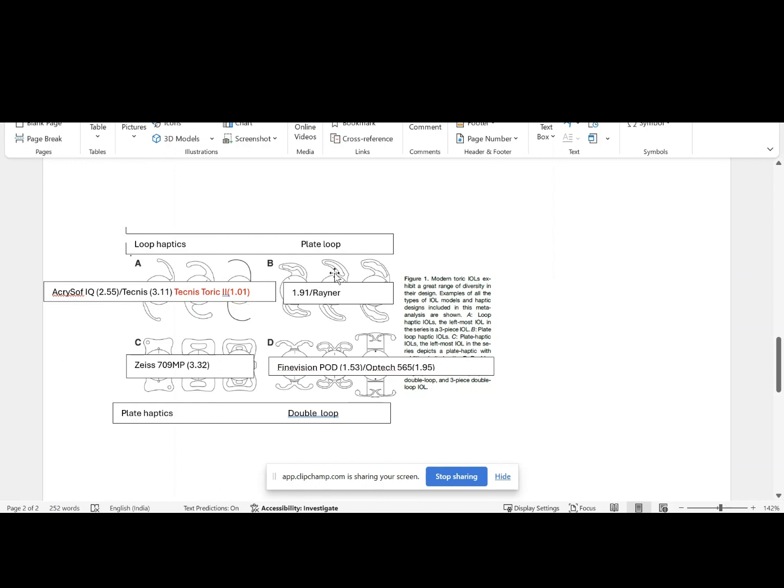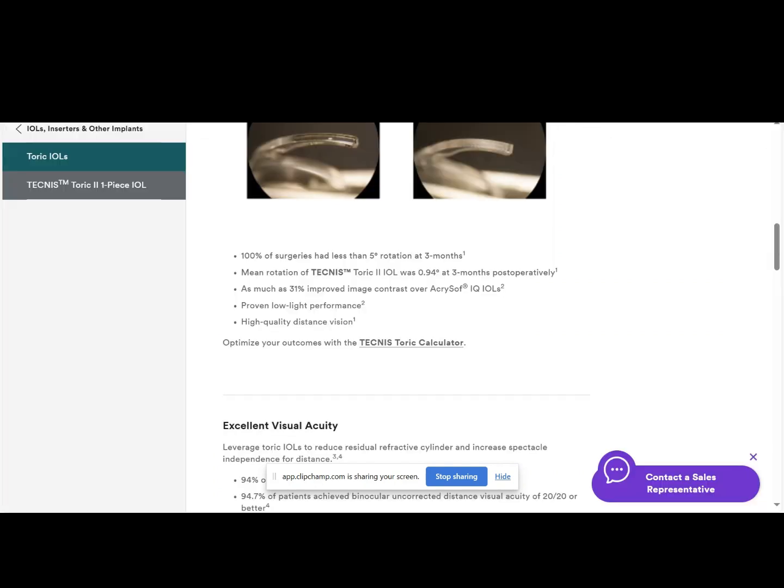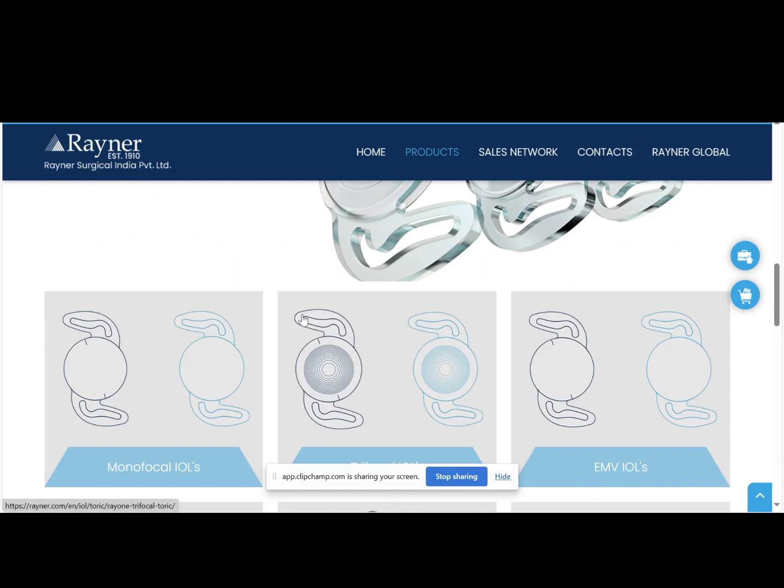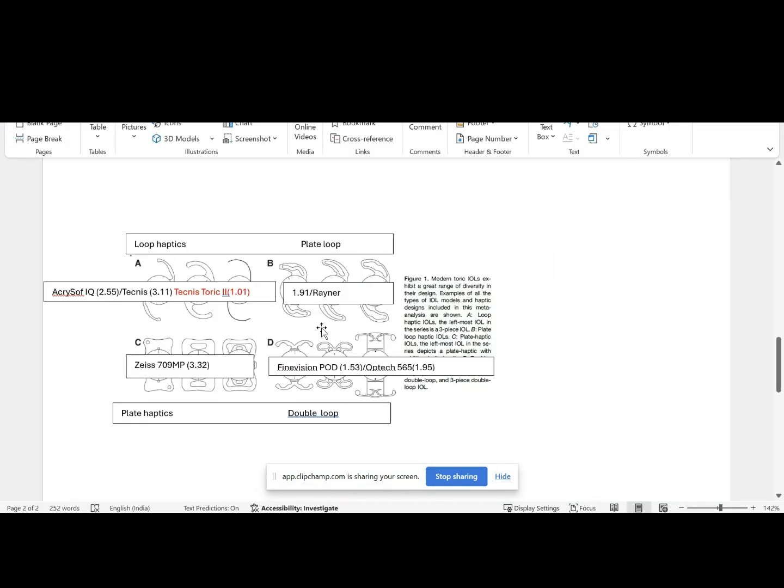The next group is the plate loop haptic IOLs, at an average rotation of 1.91 degrees. As an example, you can take the Rayner. If you go into the Rayner side, this is how the haptic design looks. It has a plate loop haptic design. So that reported around 1.91 degrees. But remember, it is not just an average rotation value of the Rayner plate loop. It is the mean absolute rotation of all the studies that reported with plate loop haptics, Rayner as well as other lenses. The third group is the pure plate haptic lenses, the traditional plate haptic lenses.